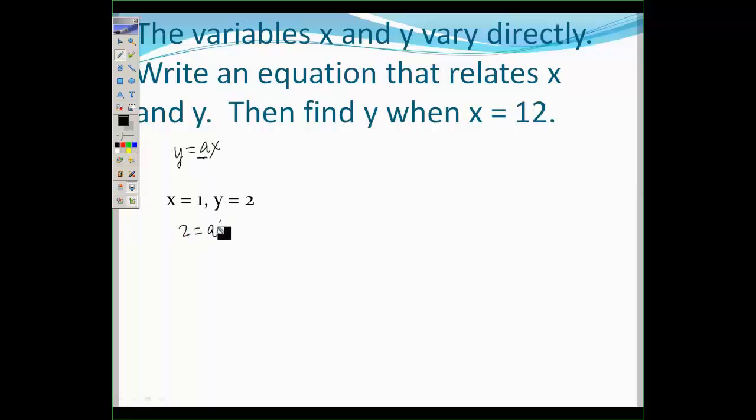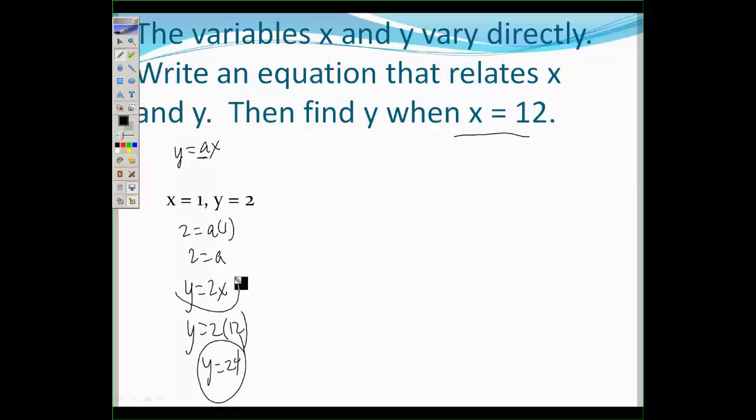So I'm going to say, okay, 2 equals a times 1, or 2 equals a. So I know my equation could be y equals 2x. But that's not all they ask. They want to know what is y when x equals 12. So what I can do is just plug in 12 for x, and I'm getting that from right here. What is y when x equals 12? Y must equal 24. That is my solution, and this is my equation.